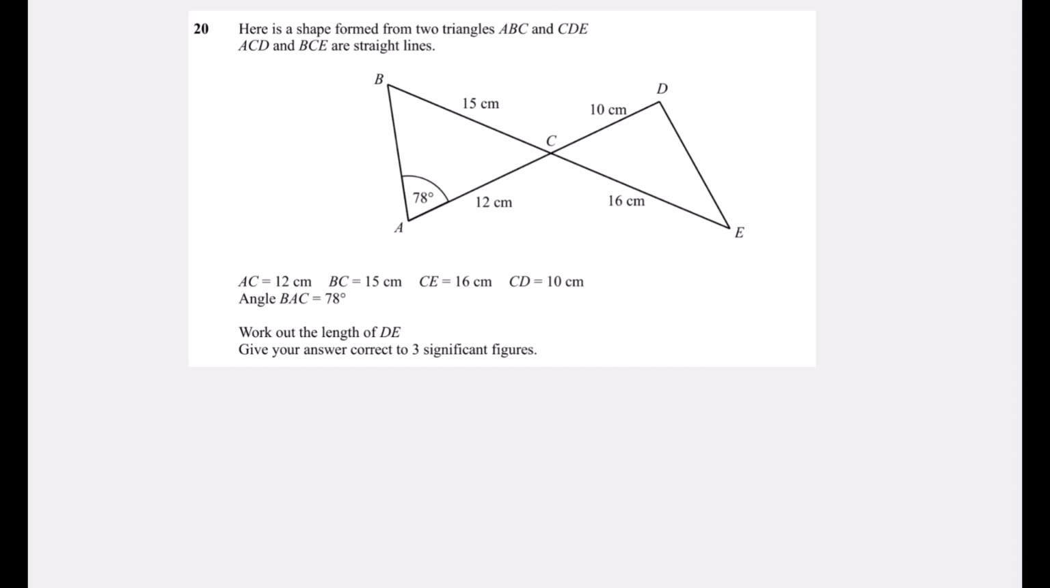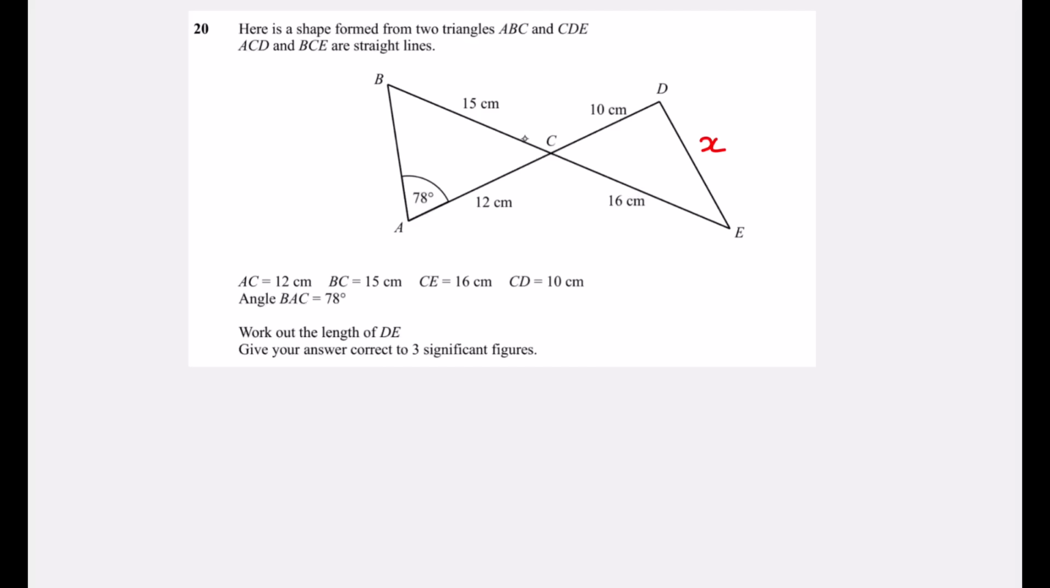Question 20. Here is a shape formed from two triangles, ABC and CDE. ACD and BCE are straight lines. And we're given some measurements, but they're all drawn on the diagram. And angle BAC, again, is on the diagram. Work out the length of DE. That's this one. Give your answer correct to 3 significant figures.